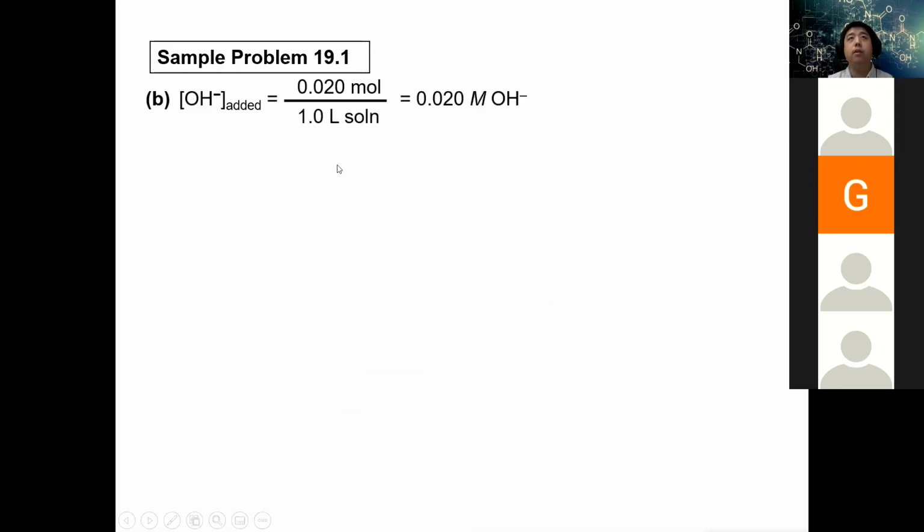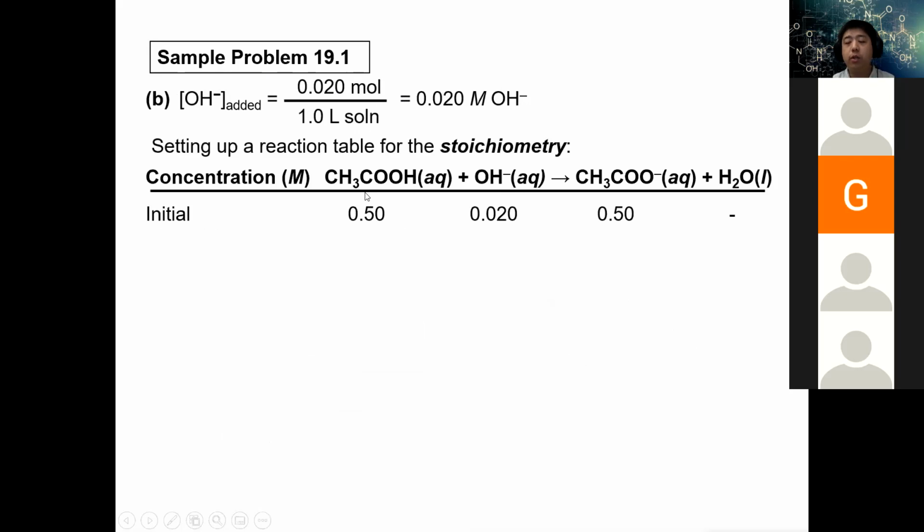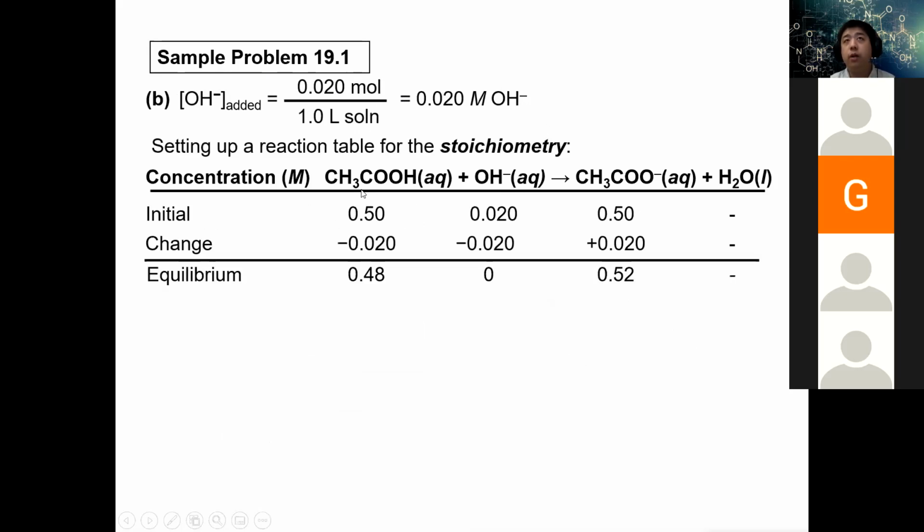All right. So in our first scenario, we are adding in some amount of base. In this scenario, it's telling me that it's going to be 0.02 moles. So it's going to come out to 0.02 molar. We add this, we set it up in our stoichiometry equation, very similar to our ice table as well.